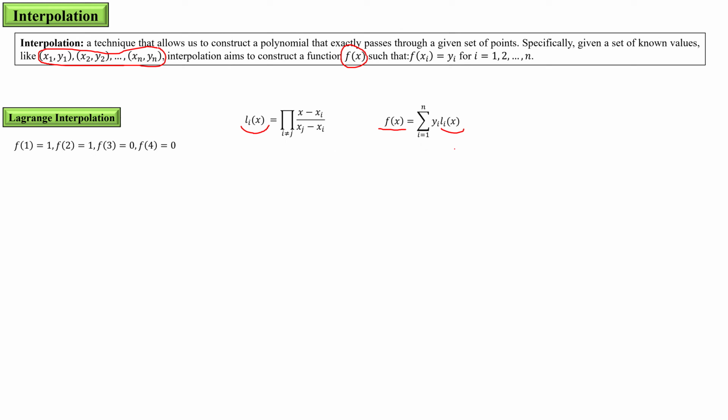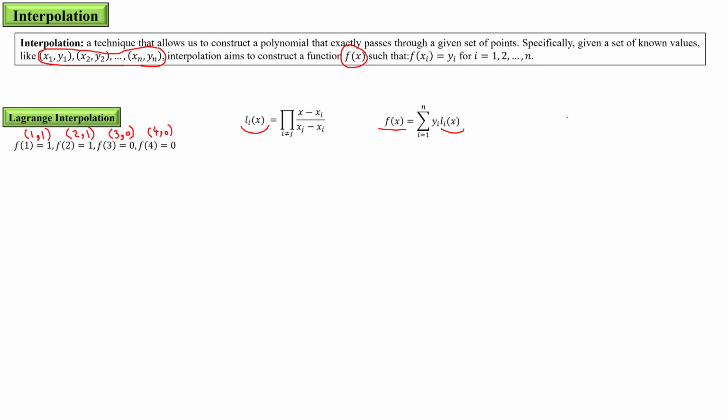So suppose that we have four points. f of 1 equals 1, so we have the point 1 and 1, right? f of 2 equals 1, so we have the point 2 and 1. f of 3 equals 0, so we have the point 3 and 0. And now f of 4 equals 0, which means we have the point 4 and 0, right?